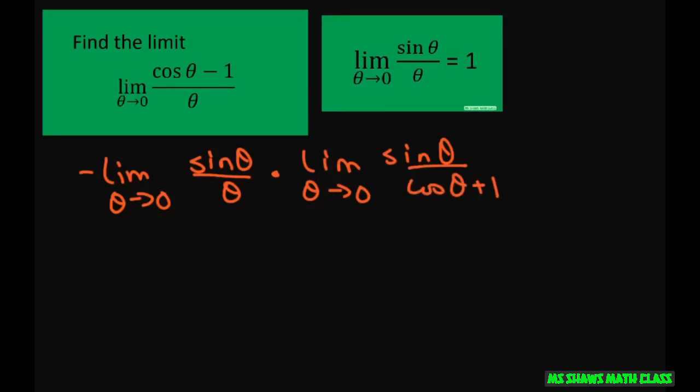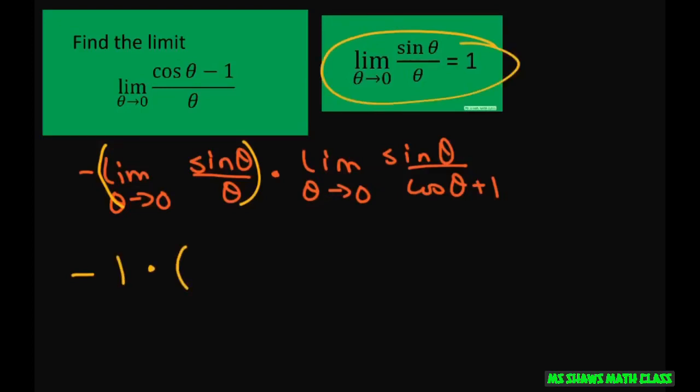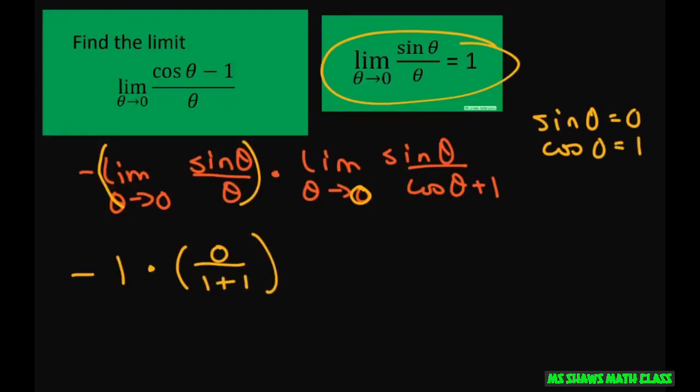All right, so now we have our negative, and if you take this part, this just equals 1. So that's 1 times, now plug in your 0 here, so sine of 0 equals 0, and cosine of 0 equals 1. So you're going to get 1 plus 1. So that gives you negative 1 times 0, which equals 0.